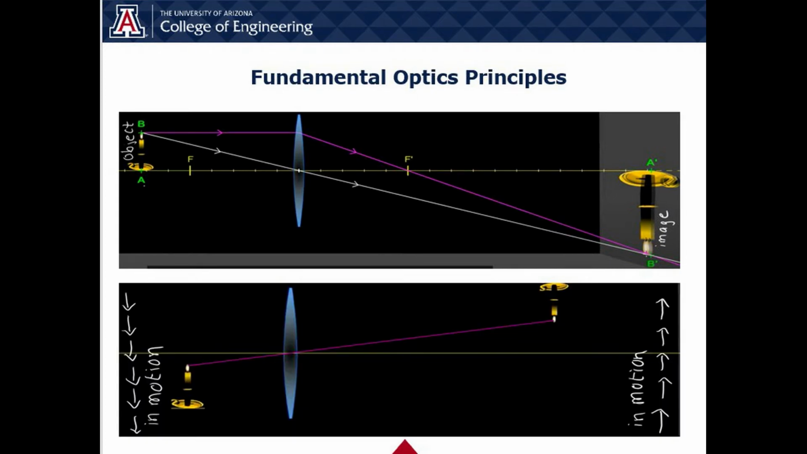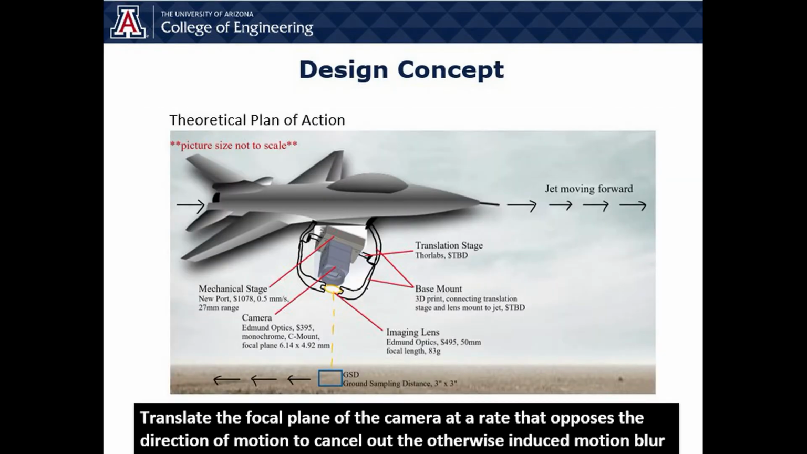So in order to compensate for the moving vehicle, as Jacob previously mentioned, the focal plane of the camera has to move at the same rate but in the opposite direction so that it cancels out any otherwise induced blur. This also keeps the axes aligned so that the ray is passing through the center of the lens and is imaged onto the detector.